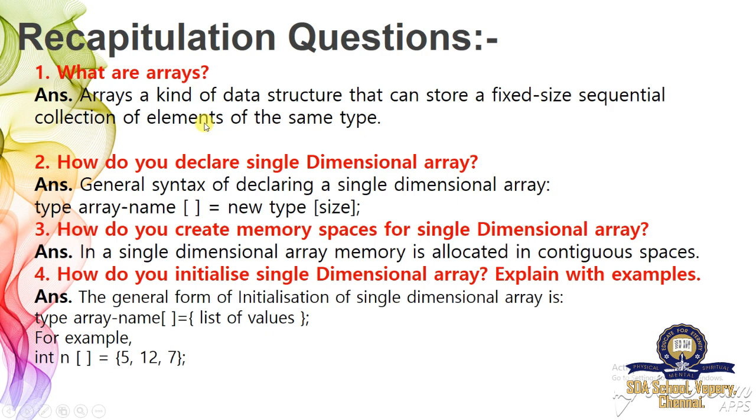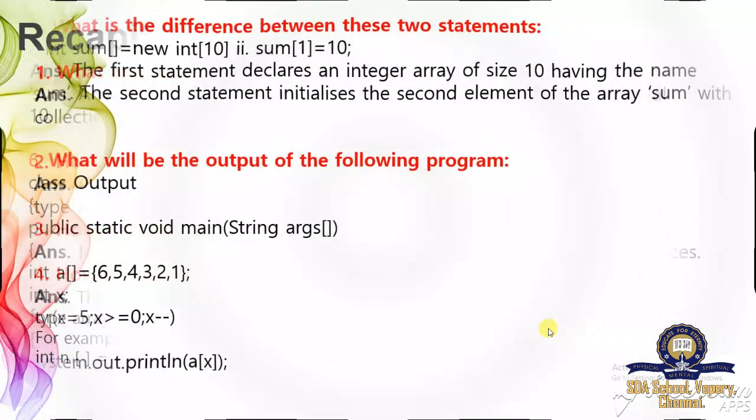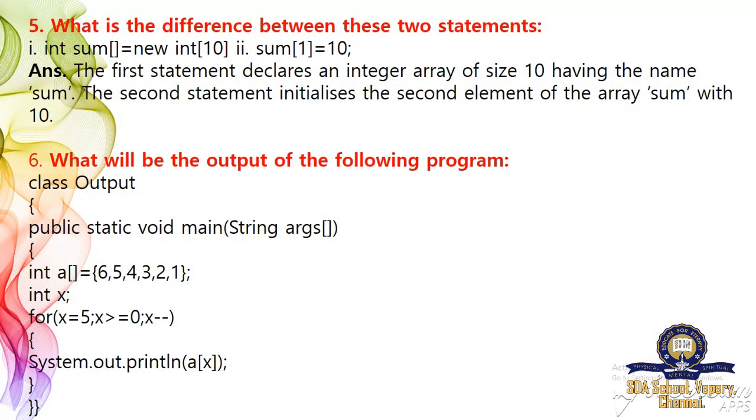Now let's see some recapitulation questions from this video. First question is, what are arrays? Second one, how do you declare a single dimensional array? Third one is, how do you create memory spaces for a single dimensional array? And fourth one, how do you initialize a single dimensional array? Explain with examples. Next question is, what is the difference between these two statements, and what will be the output of the following program?